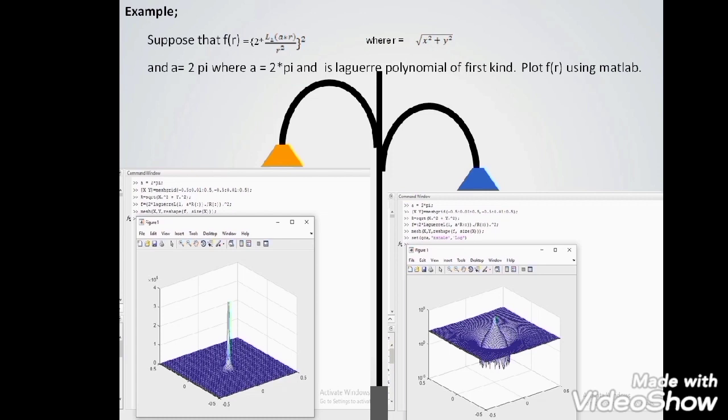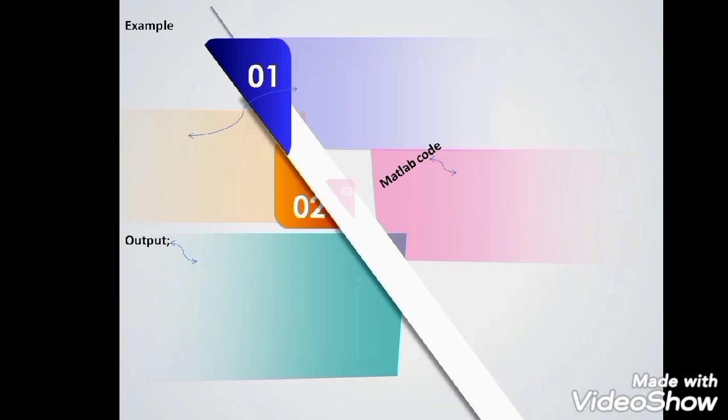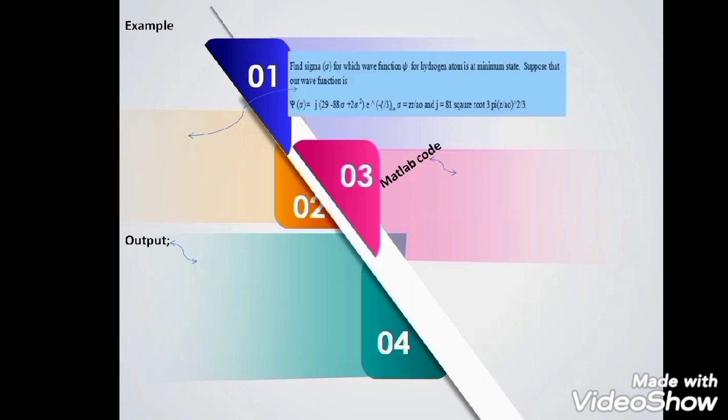It is a simple command. Over here I have used the mesh command. It is useful for the production of the x, y, z three-dimensional figure, and we have attained this result for the f of r function, which is provided in the above example. Let us consider another example.